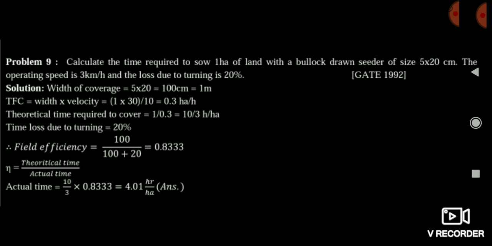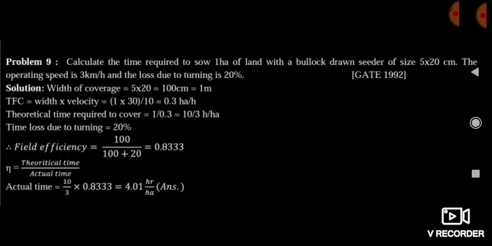Now friends, turning loss is 20%, so you can calculate field efficiency in terms of time. T naught divided by T naught plus turning loss, so that is 0.833. And now friends, we have to calculate the actual time. Remember that actual time is always greater than the theoretical time. I told this in my previous lecture on field capacity and field efficiency.